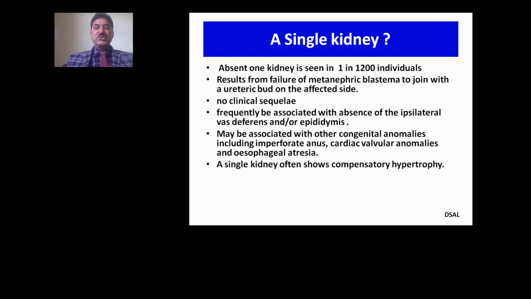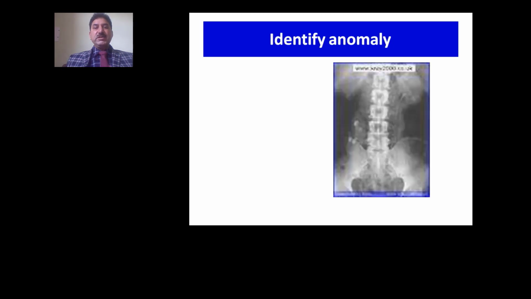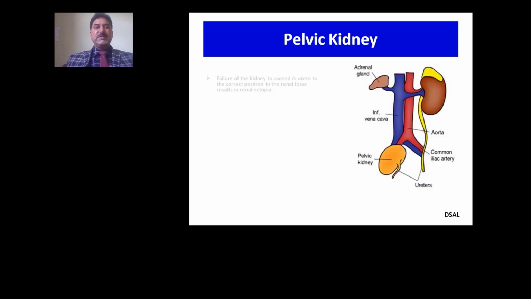A single kidney often shows compensatory hypertrophy. It is important to note that the life expectancy of an individual with a single kidney is the same as those with two kidneys. Now identify this anomaly. This pyelogram represents the pelvic kidney. What is pelvic kidney? Failure of kidney to ascend in utero to the correct position in renal fossa results in renal ectopia. Most commonly, the kidney is found in the pelvis.